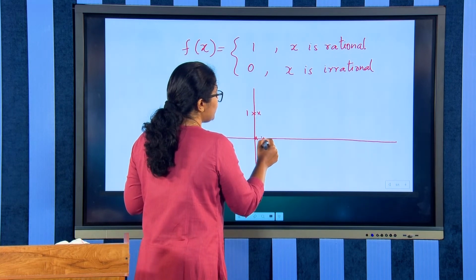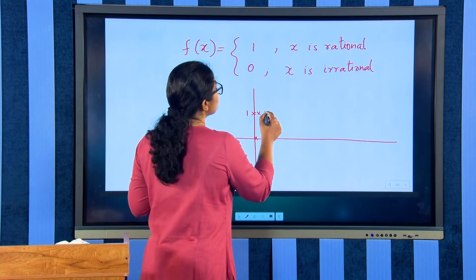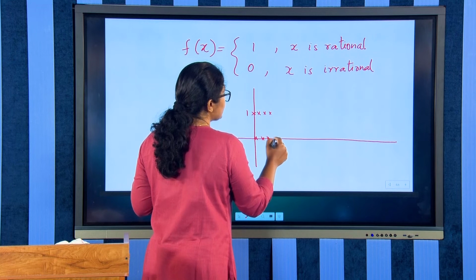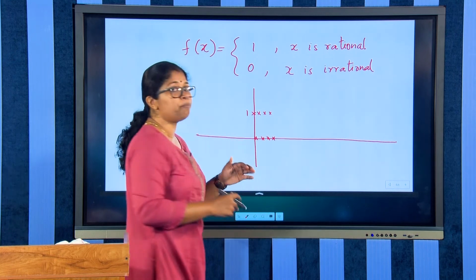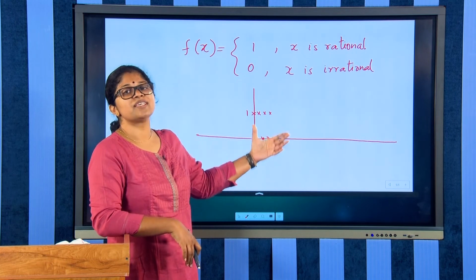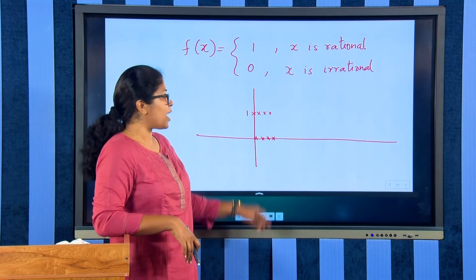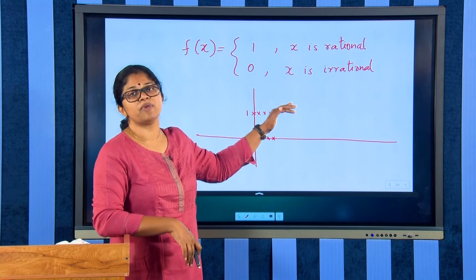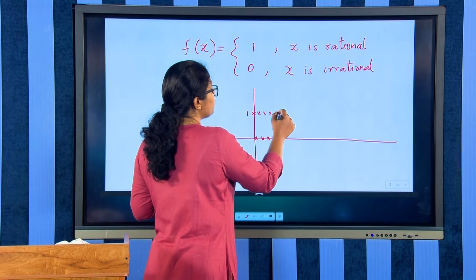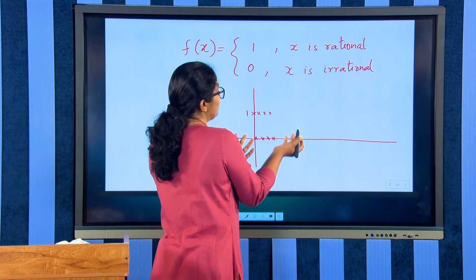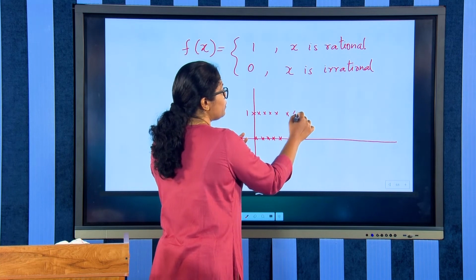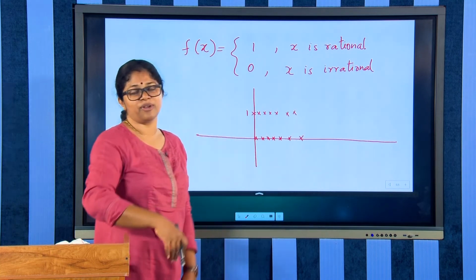The next point will be an irrational number, next point will be rational, next point irrational, next point rational, next point irrational, and so on. So, it is a very beautifully depicted function which is highly discontinuous. At no point it is continuous. We cannot draw this without taking our hand off. So, 1 0, again 1 0, again 1 0, and like that it will go on.